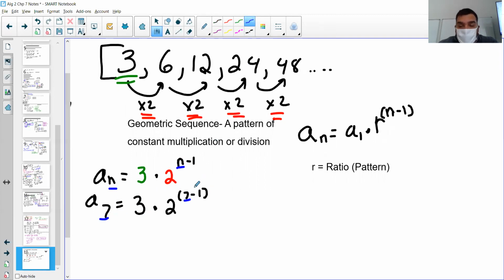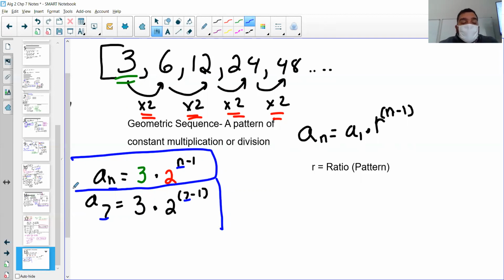Wait, why are you taking 3 and 2? You're using the same numbers from before? Yes, I'm using the same numbers. This will be one question, and this will be a separate question. So I would tell you, give me A7. They would be separate questions, obviously. Or if they're the same question, it'll be part A, part B.